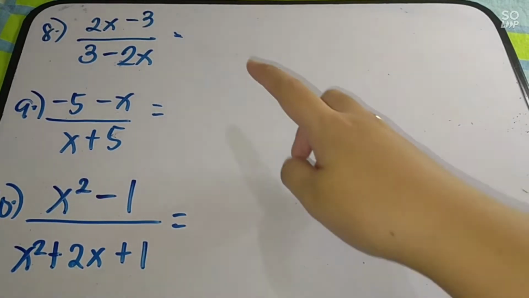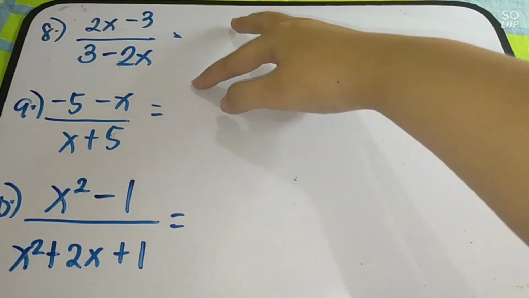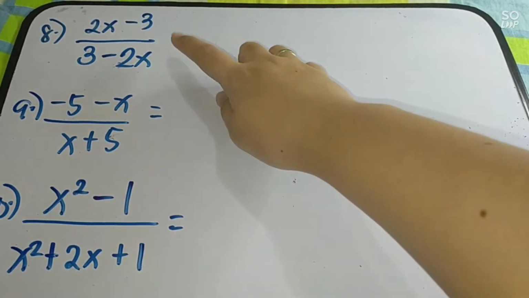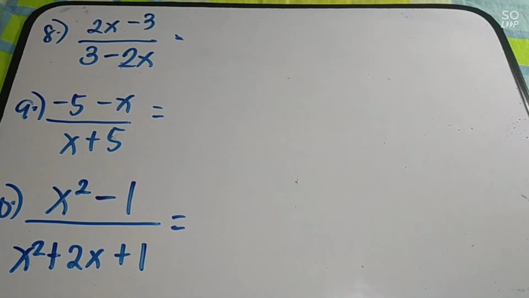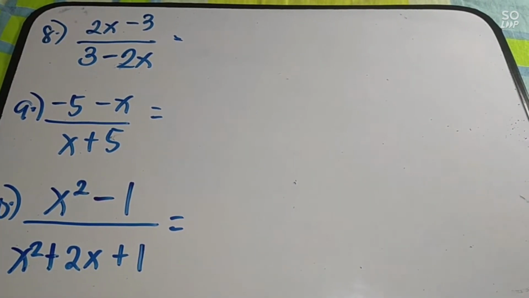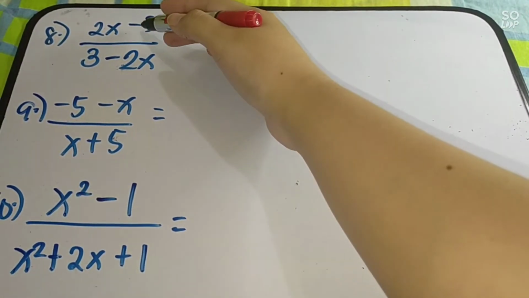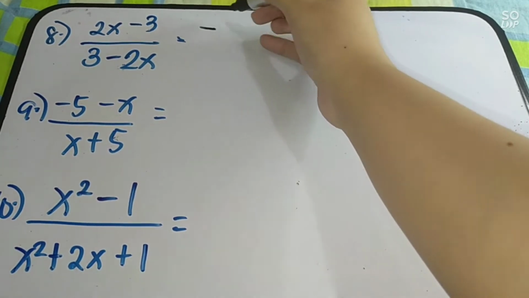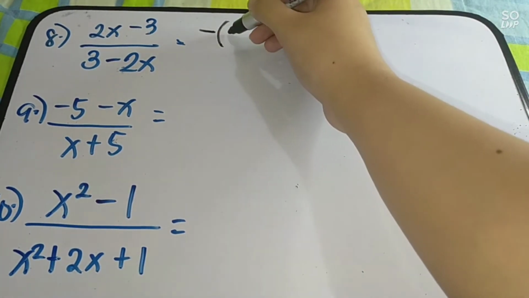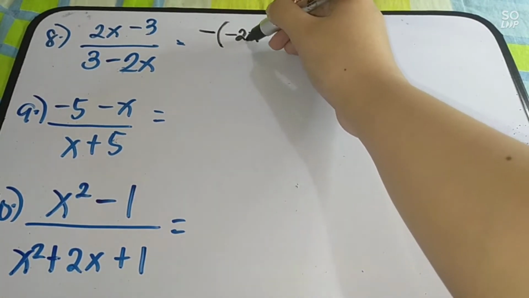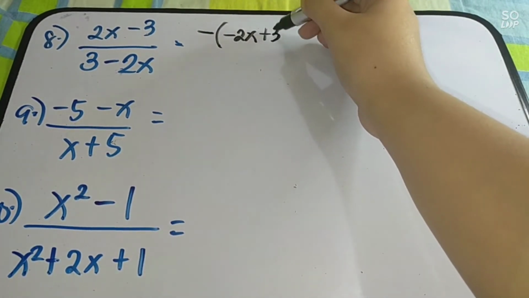Number 8. 2x minus 3 all over 3 minus 2x. Dito, as you can see, halos parehas sila ng number. We have 2x and 2x and 3 and 3. Yung sign lang yung iba dyan. So, kapag ganyan ang case natin, maglalabas tayo ng negative sign. Kapag naglabas ka ng negative sign dyan, etong 2x magiging negative, mababaliktad yung kanyang sign. So, negative 2x to. Etong negative 3 magiging positive 3.